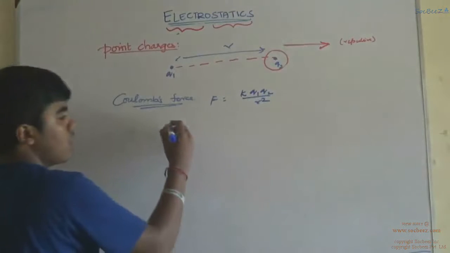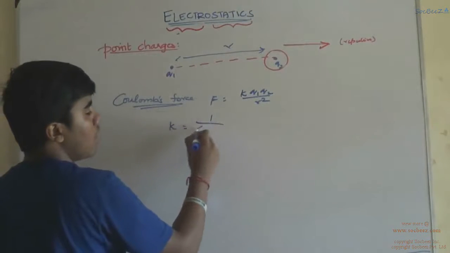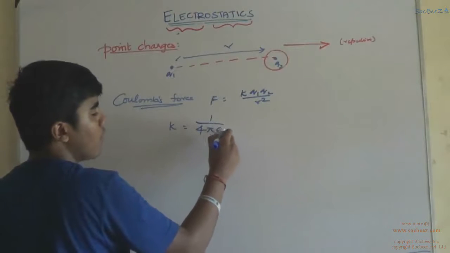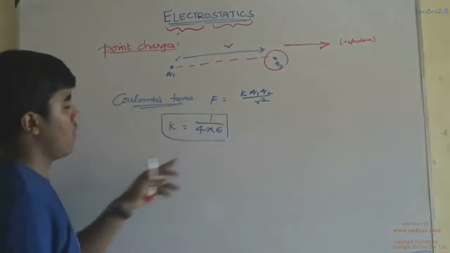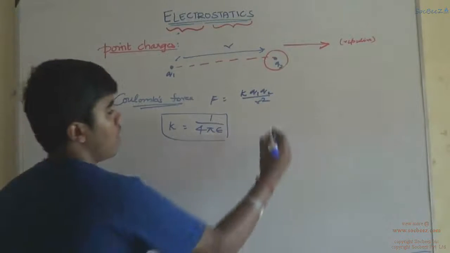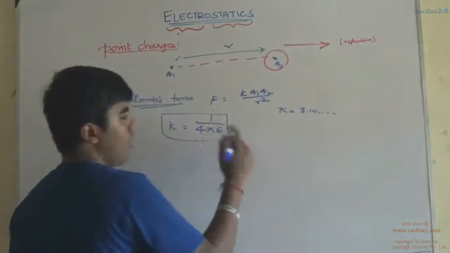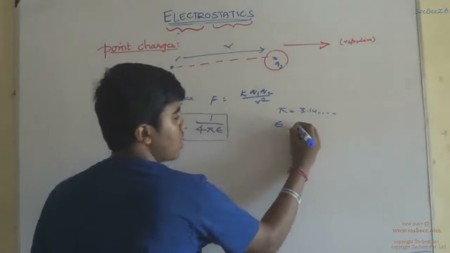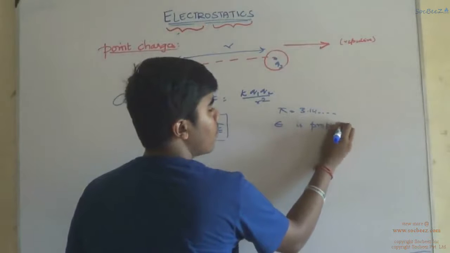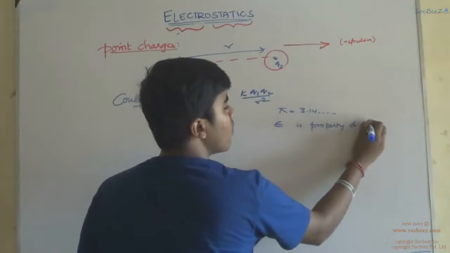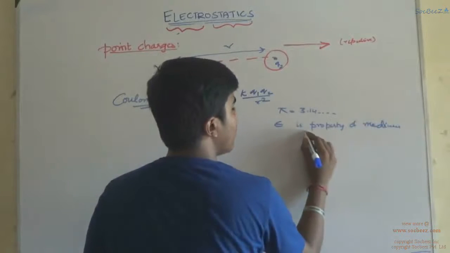It turns out that this proportionality constant K is equal to 1 by 4 pi epsilon, where we know that pi is a constant and epsilon is the property of the medium in which charges are placed.